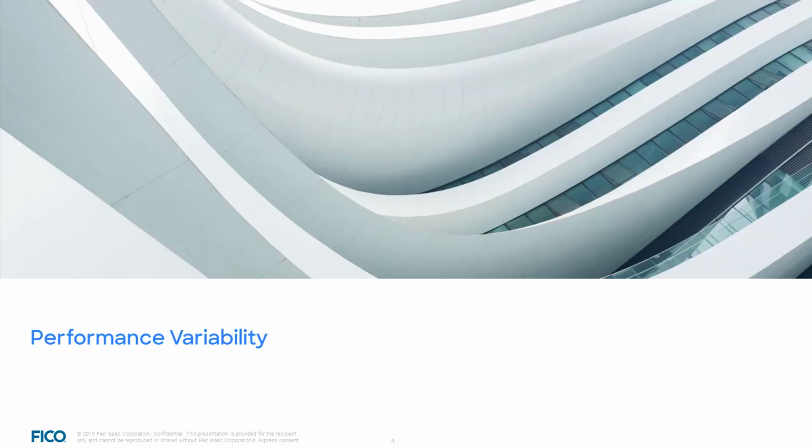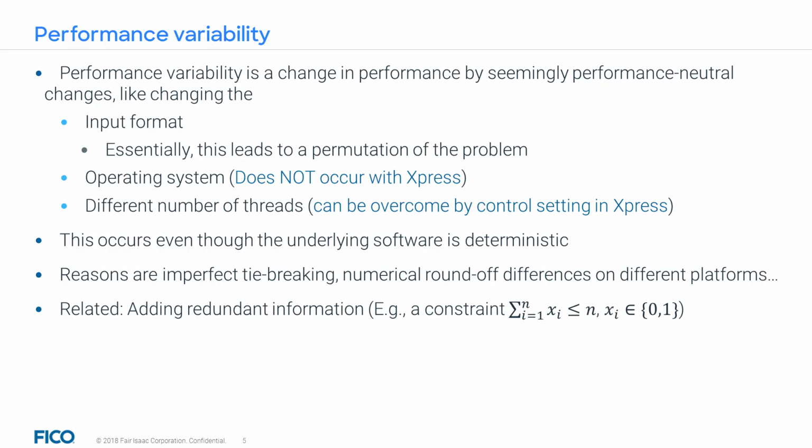Performance variability is a major issue that has to be taken into account when benchmarking optimization software. Let's discuss it in more detail. The term performance variability refers to a change in performance that is observed after some changes that we would expect to be performance neutral. One example is a change of the input format, which means reading an instance as an MPS file instead of as an LP file, or vice versa.